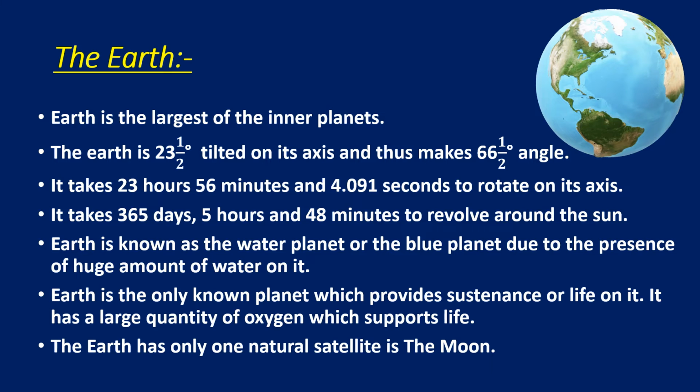Earth is known as the water planet or the blue planet due to the presence of a high amount of water on it. Earth is the only known planet which provides sustenance for life. It has a large quantity of oxygen which supports life. The Earth has only one natural satellite, the Moon.